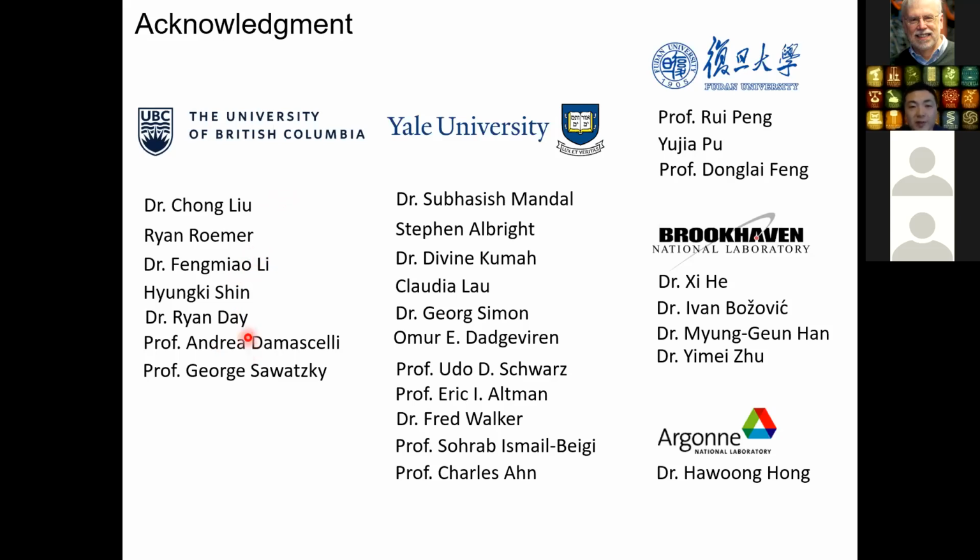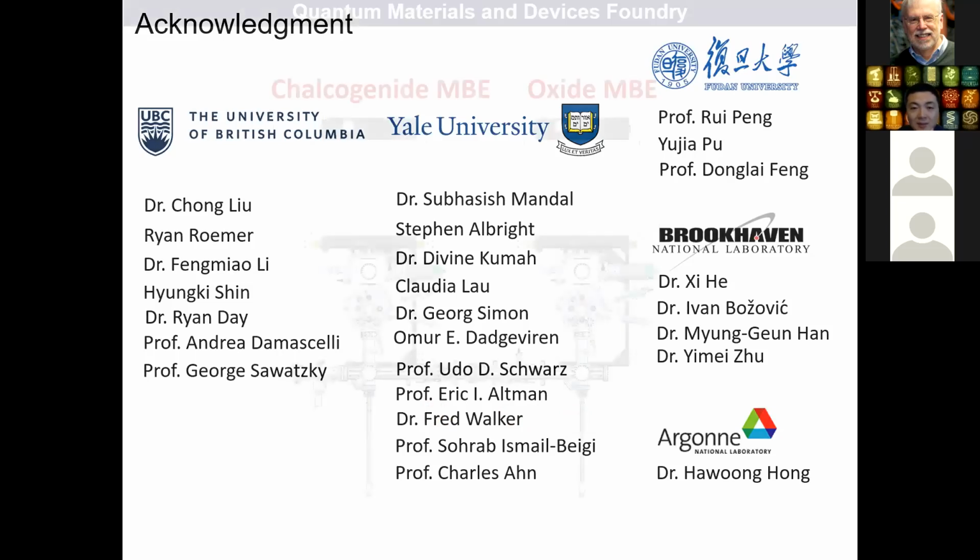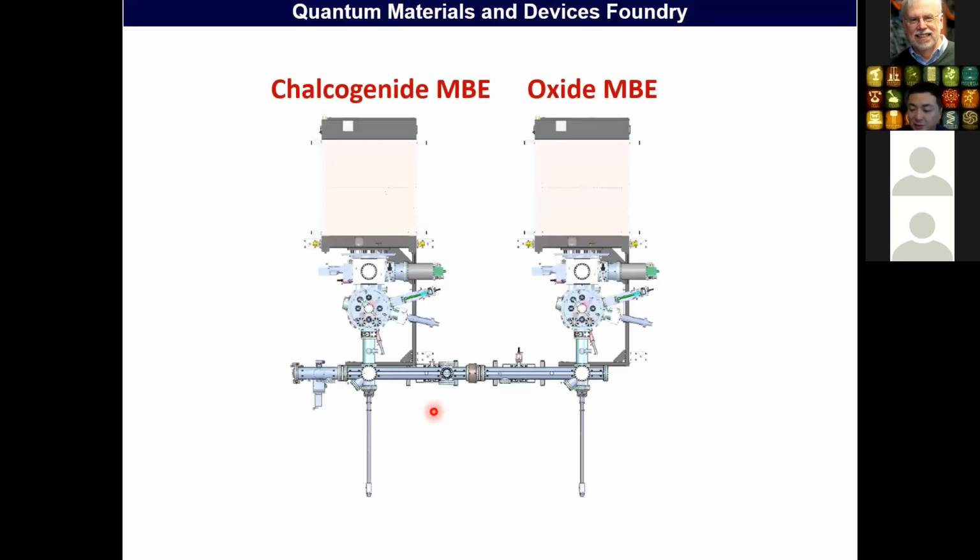So the main driving force is my postdoc Chong Niu, and we also collaborated with Dong Naifeng's group at Fudan, Ivan Bozovic's group and Emil Bozin's group at Brookhaven, and Hong Hong's group at Argonne to do different measurements. Before I answer the question, I will use 2 minutes for a kind of advertisement of what we are doing at UBC besides iron selenide.